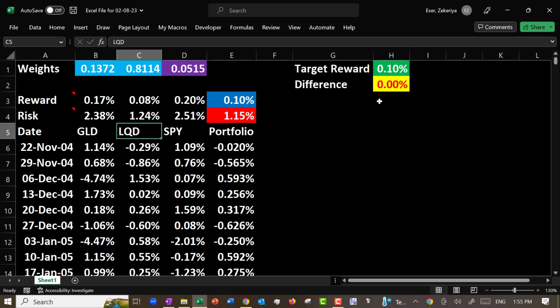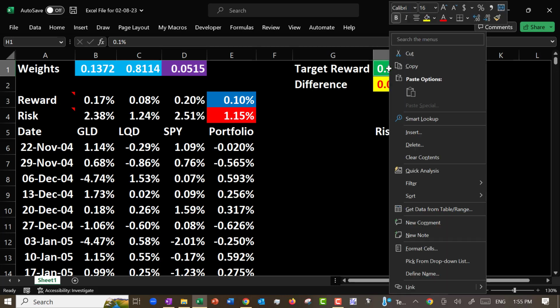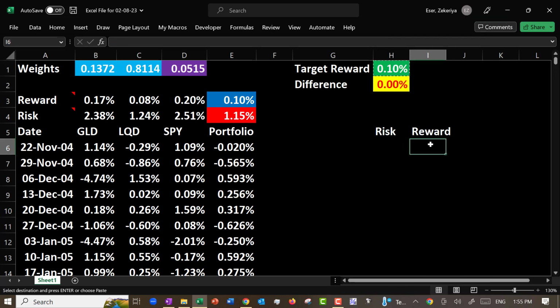What we're going to do for each of those possible target rewards, we're going to find the minimum risk achievable. So I'm going to do a chart over here. I'm going to say risk on the horizontal axis and reward. For 0.10, copy, paste values. The minimum achievable risk is 115.